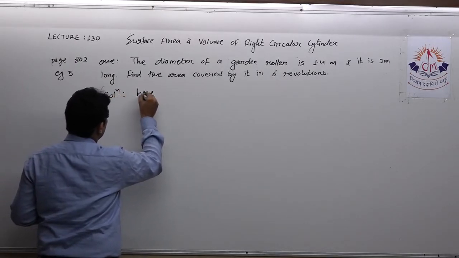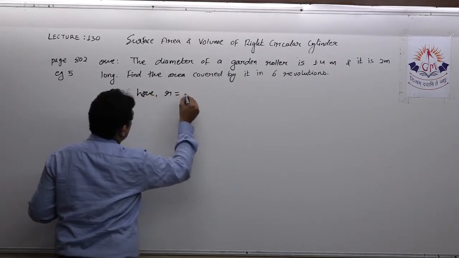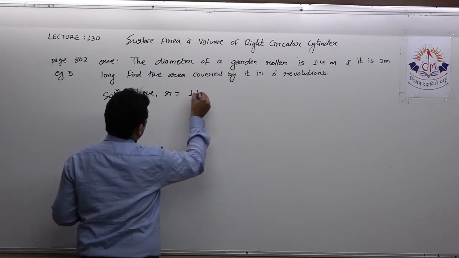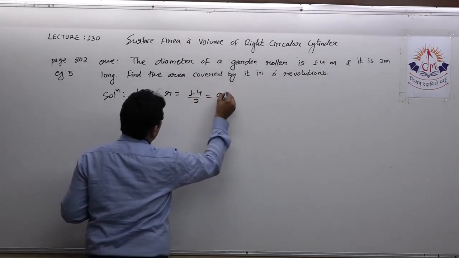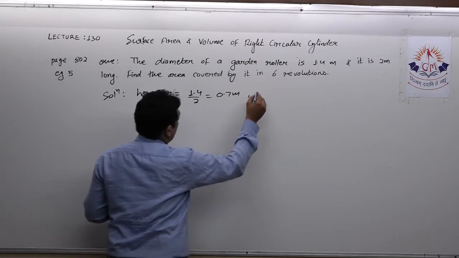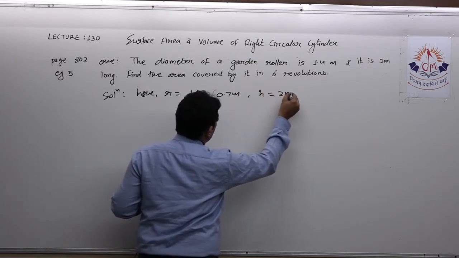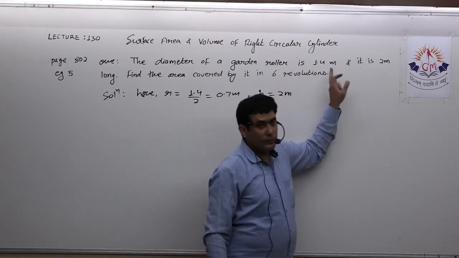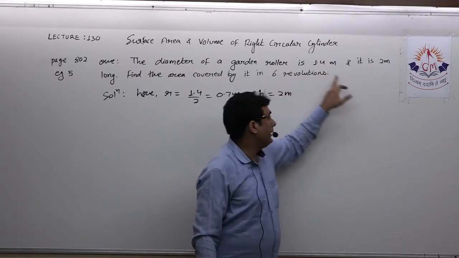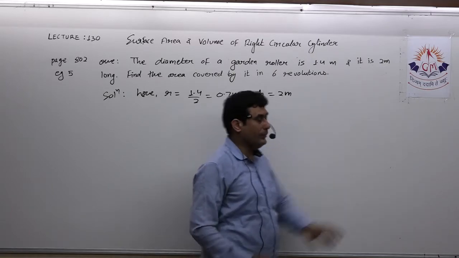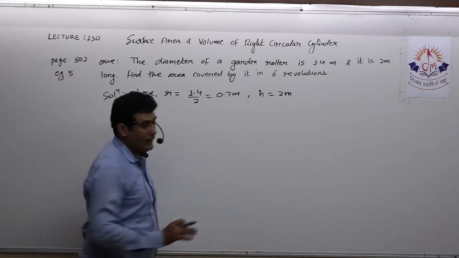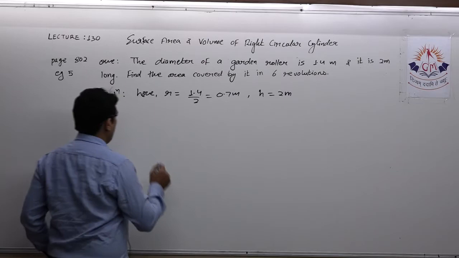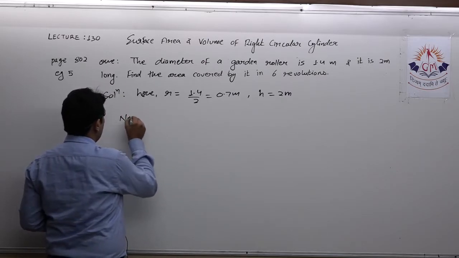Here we have r is equal to 1.4 by 2, that is 0.7 meter. Okay, h is equal to 2 meter. Here one thing more that you have to take care about is whether the units of the given dimensions are the same or not. Radius is in meters, this is also in meters. If they are not of the same unit, first we have to make them the same.